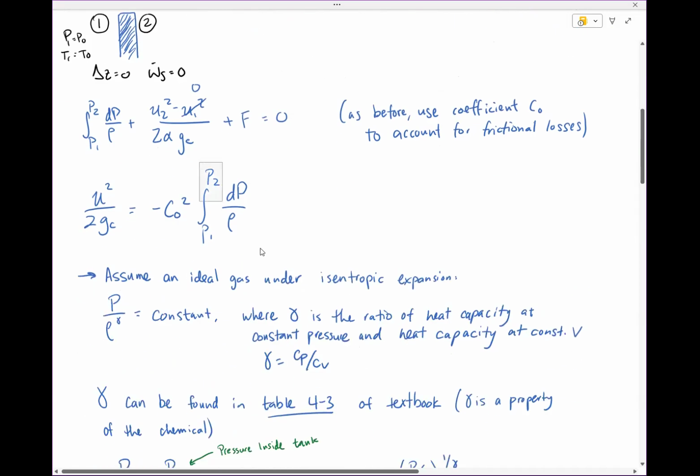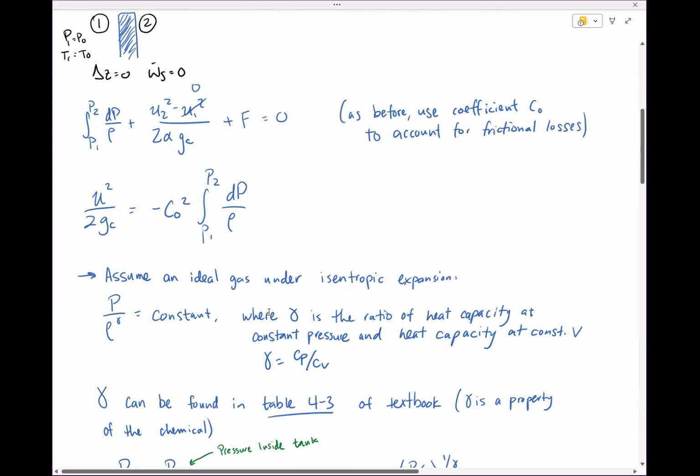So how do we treat this integral of dP over rho term? The approach that we'll take is we will assume that this is an ideal gas and it is undergoing isentropic expansion. And what that allows you to say is that whatever the pressure is divided by the density to the power of gamma, this is a constant.